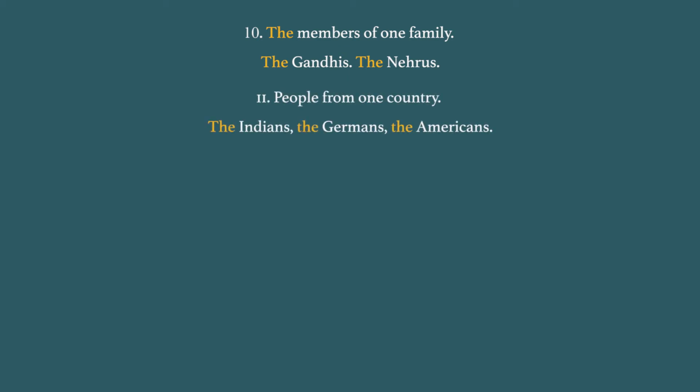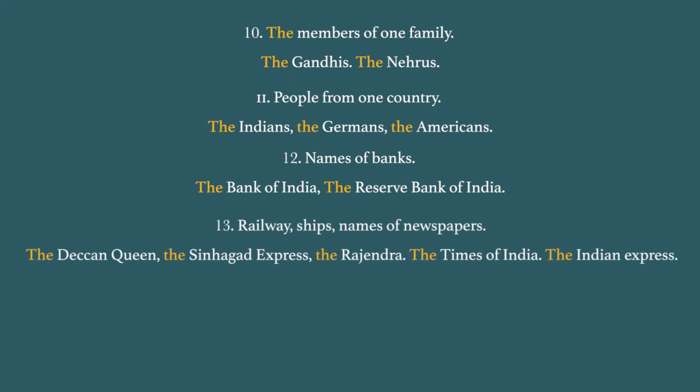People from one country: the Indians, the Germans, the Americans. Then names of banks: the Bank of India, the Reserve Bank of India. Next is railways, ships, names of newspapers: the Deccan Queen, the Simhagad Express, the Rajendra, the Times of India, the Indian Express, etc.